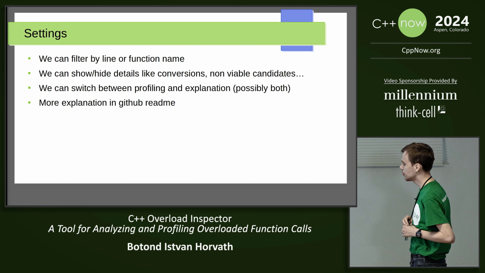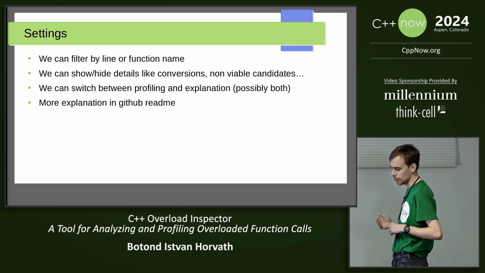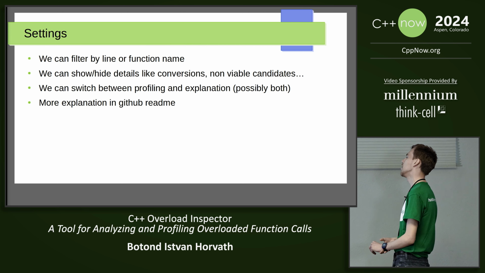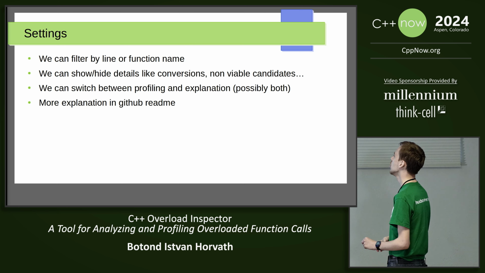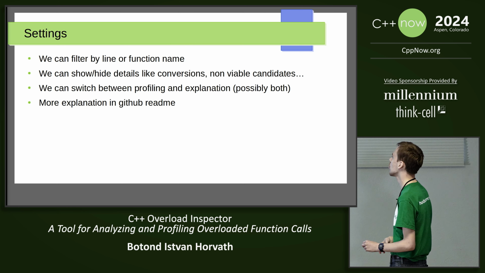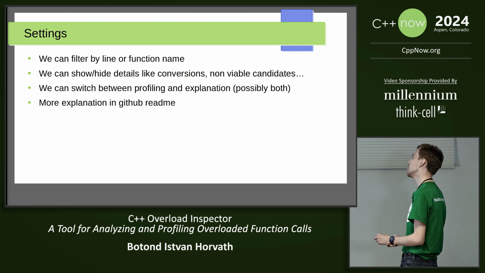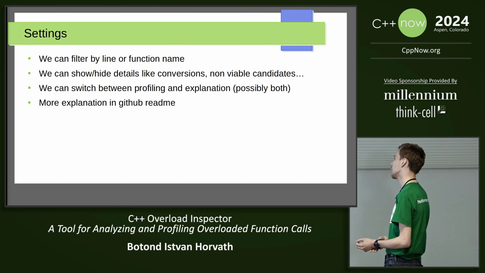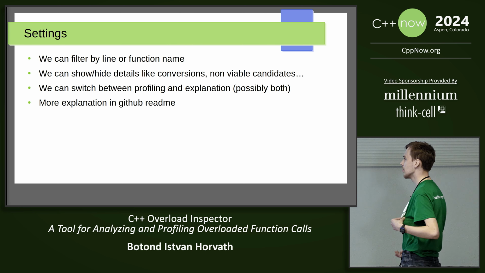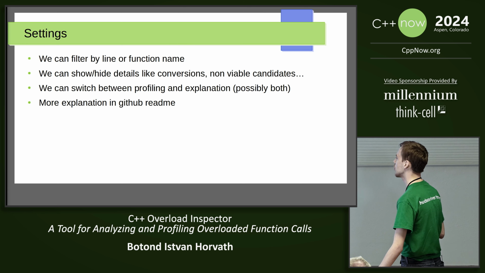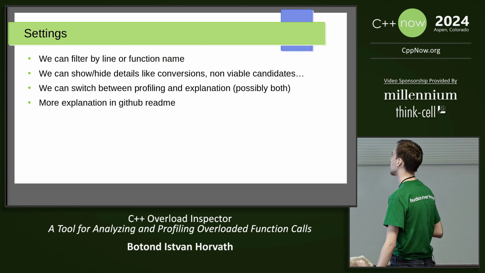Yes, so I would like to speak a little bit about the settings for my tool. We can do filtering on which functions we are interested in, by line or by function name. And there are a lot of things we can show or hide, like we can hide all the non-viable candidates or the information about the conversions and so on. We can switch between profiling, so measuring the overloading time, and the explanation, where we explain which candidates were chosen and why. There is more explanation on these in the GitHub repo.